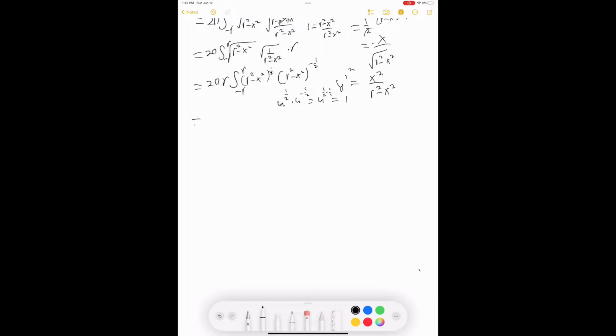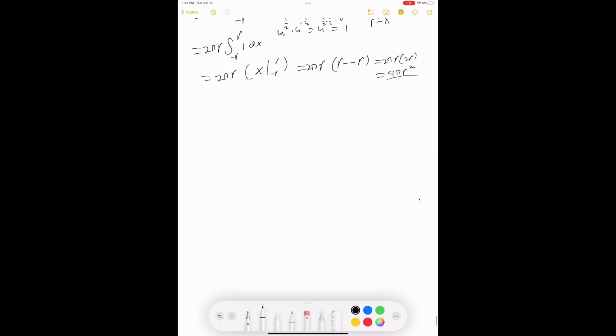If we had originally tried some crazy u substitution, it might have worked out, but by simplifying what we have in the fractions, it definitely works out very nicely. So now we just have 2 pi r times the integral negative r to r of 1. The integral of 1 dx is just going to be x, so it's x from negative r to r. r minus negative r is going to be 2r, which is going to give us 4 pi r squared, right, which is the surface area of a sphere.